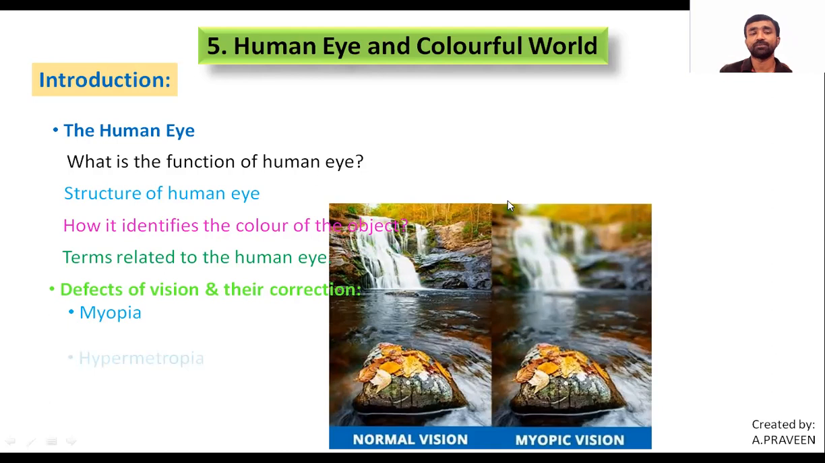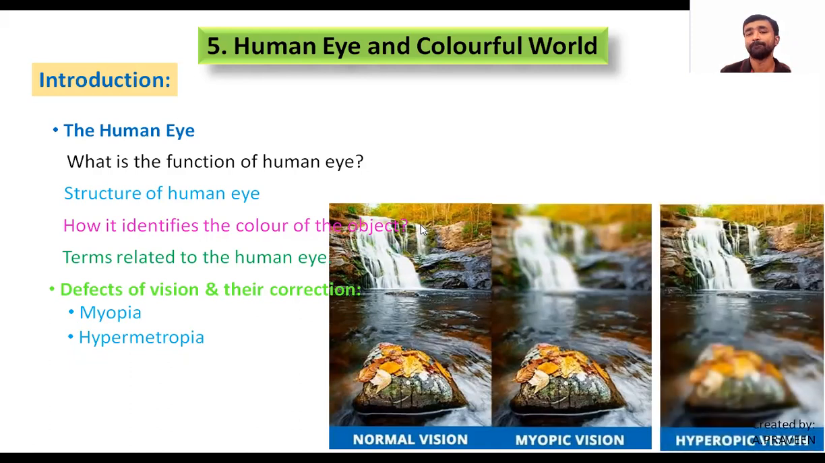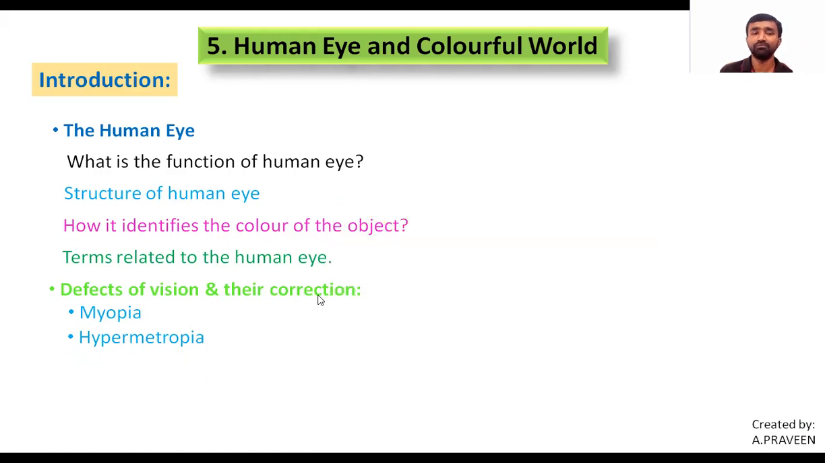Then one more defect is hypermetropia, right? Exactly, it has opposite symptoms to myopia. Look here: near is blurred, but far is clear. Like this, he can see. Hypermetropia, myopia. Then one more defect is presbyopia. This defective person cannot see the surroundings normally: near is somewhat blurred, far is also blurred, but in between them he can see somewhat clearly, right?